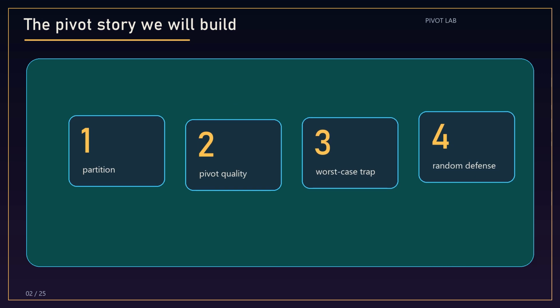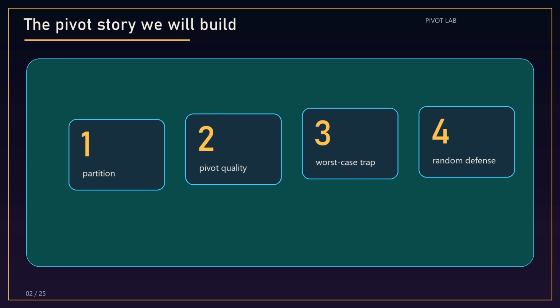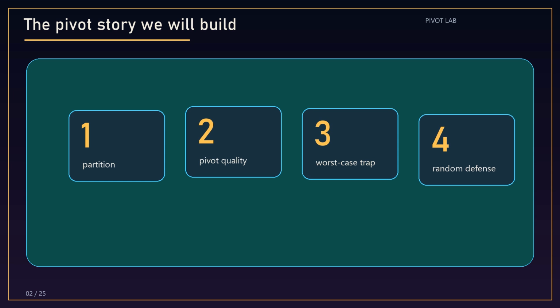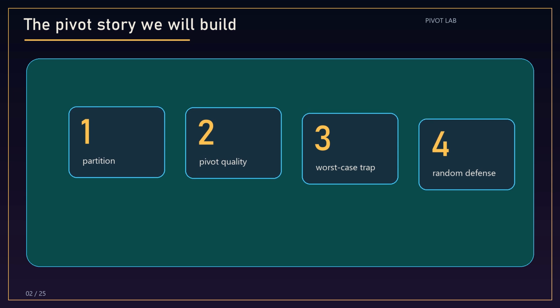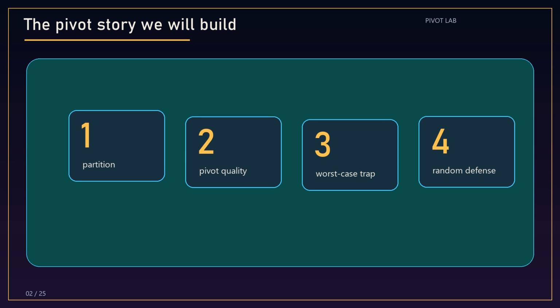In this video, you will learn what partitioning actually does, why the pivot controls Quicksort's shape, how a bad pivot creates the worst case, and why randomness is not chaos here. It is a defense mechanism that makes predictable disasters much harder to force.